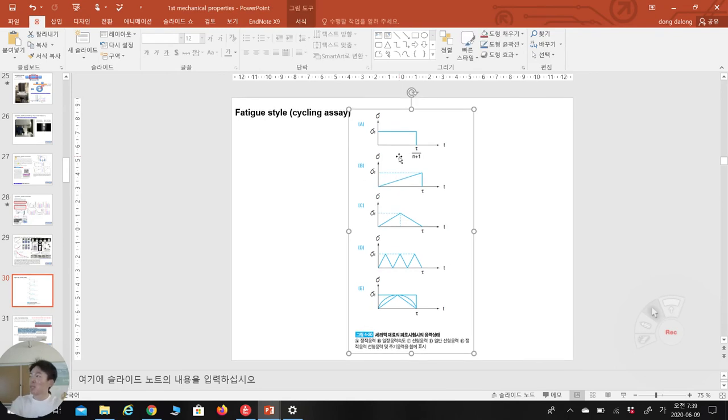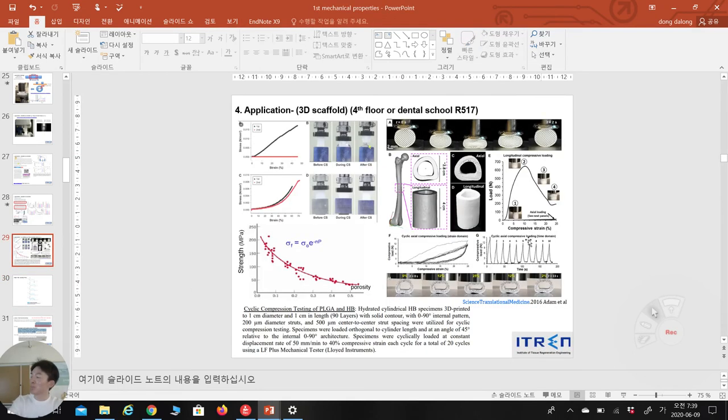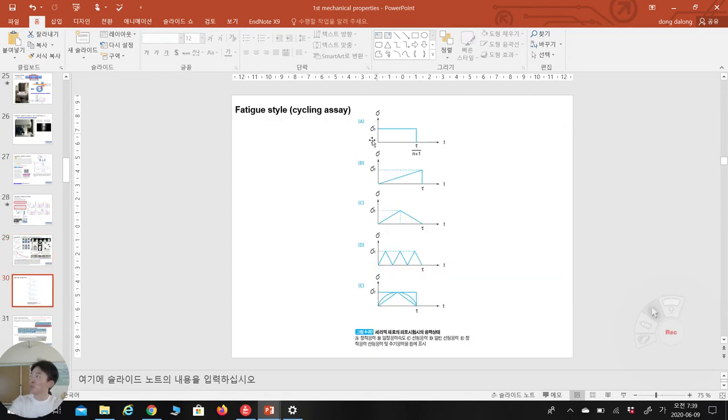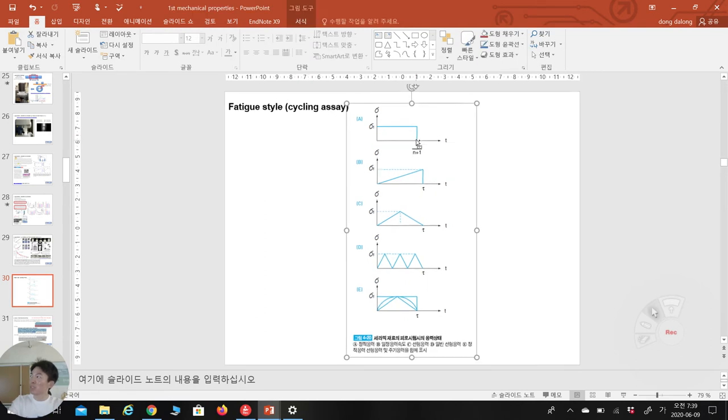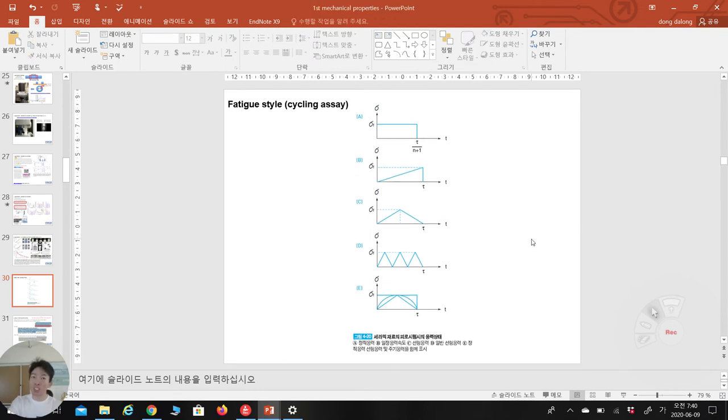So this is one of the examples of the cycling. Compressed and relaxed. And actually when you refer to this kind of thing, you can also vary the cycling type, like maintain continuously, stop, and maintain, stop. Or you can also increase the strength, or up and down, up and up and down, or this sinusoidal strength can be applied. So depending on your intention, you can vary this cycling effect.